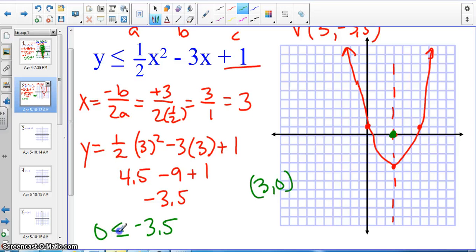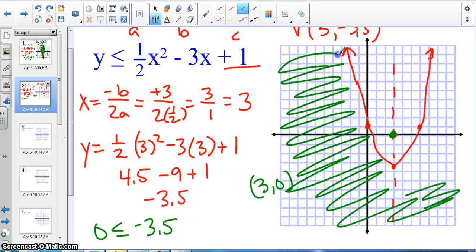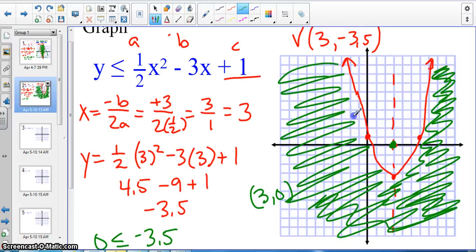Is 0 less than or equal to negative 3.5? Is 0 smaller than a negative number? No, 0 is bigger. So this didn't work. So it's going to be everything on the outside that we have to shade. Okay? And another way to think about that, flatten that out. Flatten your lines out on both sides. See where the numbers are less than it. Numbers that are less than this should be below it.